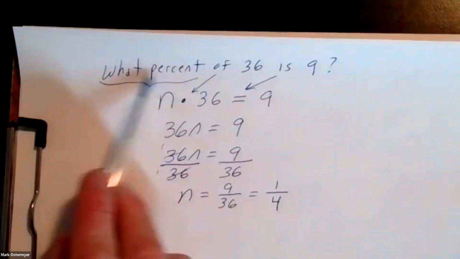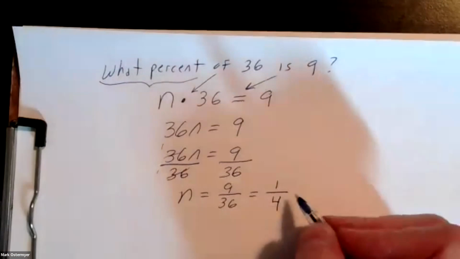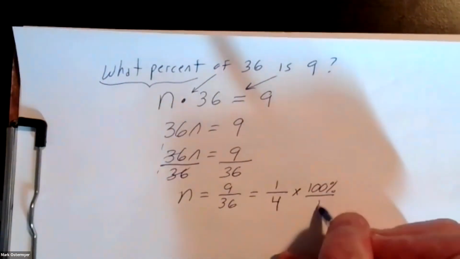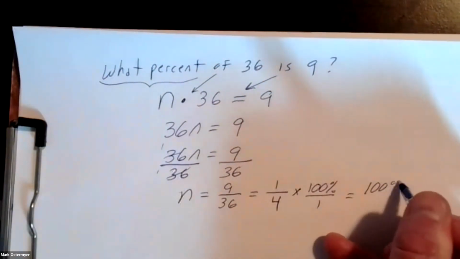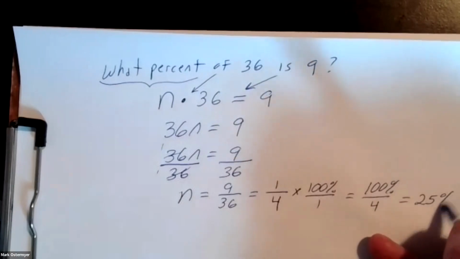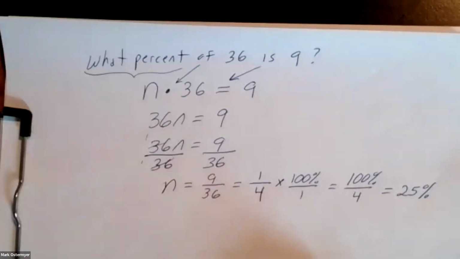But notice we're missing our percent again. So we want to turn 1/4 into a percent. So easily done by multiplying it by 100%. That gives you 100% divided by 4, which gives you 25%. Yes. And we're done with that problem.